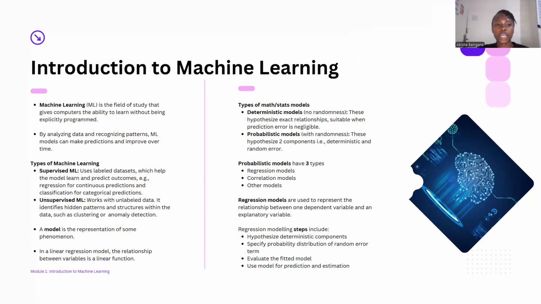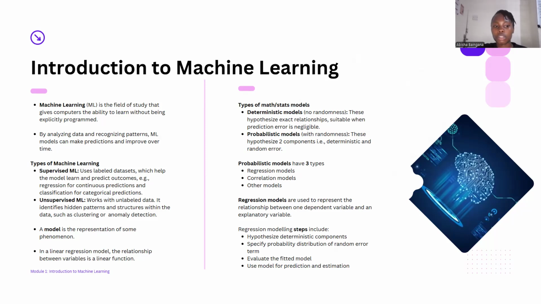So module 1, we are looking at introduction to machine learning. What is machine learning? This is basically a field of study that gives computers the ability to learn without being explicitly programmed. And we have 2 types of machine learning: supervised, which works with labeled datasets, and then we have unsupervised machine learning, which works with unlabeled datasets. And here, the machine learning model has to identify hidden patterns and structures within the data. For example, clustering or anomaly detection.